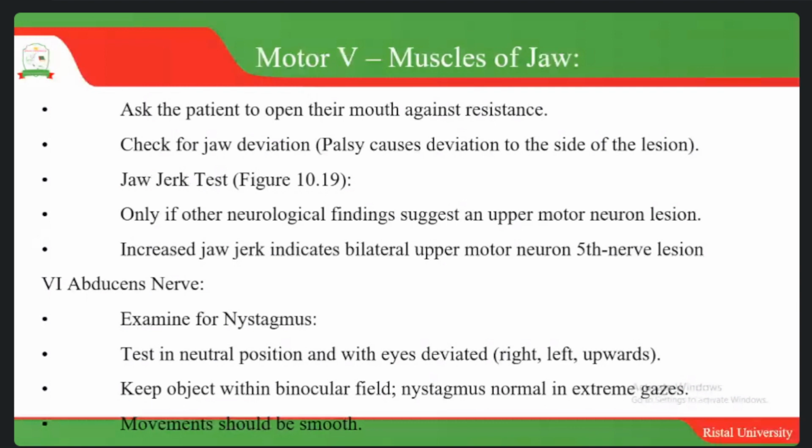But when they are not able to do that, then you know there is a problem with this nerve. Then keep the object within the binocular field, and nystagmus normal in extreme gaze. So when you tell the patient to look at a certain object and he is able to see it at a certain angle, but when you tell him to turn to this side, to look at his left or his right, and he is not able to see, then you know there is a problem with the patient's fields of seeing what is expected for them to see in those different angles.